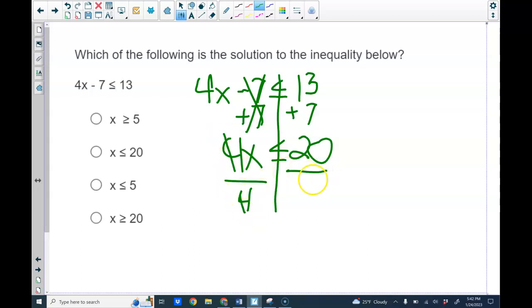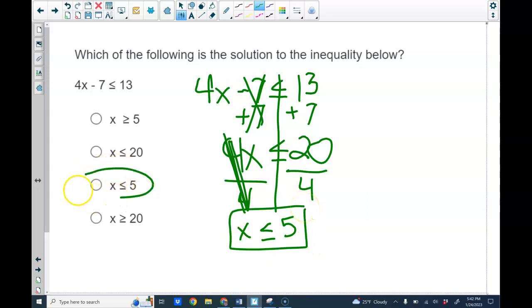And divide this side by 4. So on the left side, I'm just left with x because the 4's canceled. And on the right side, 20 divided by 4 is 5. So x is less than or equal to 5. So that's the third option there.